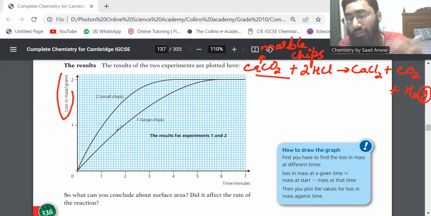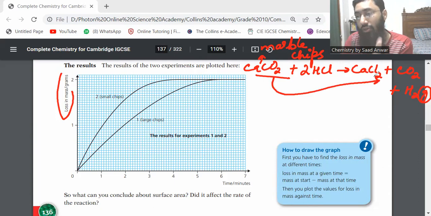Why will the mass of reactants decrease? Because now the reactants start converting into product. So the mass of product will increase. But guys, mass of reactants will decrease.